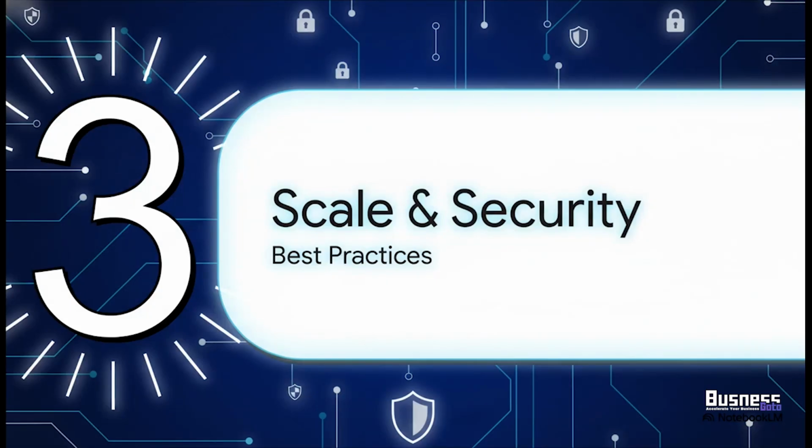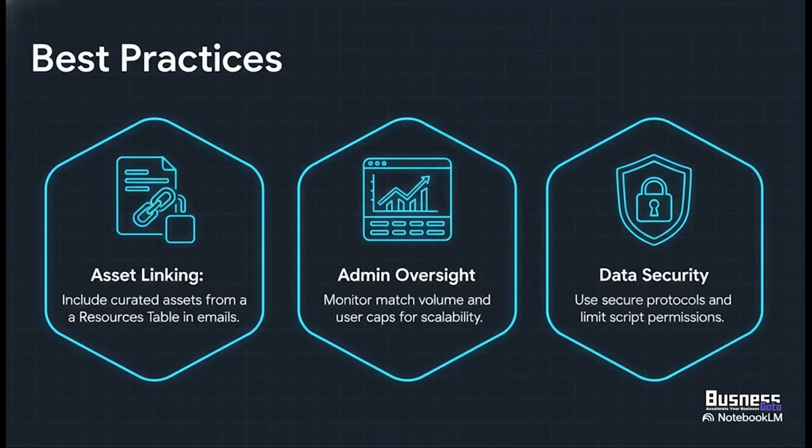So we have the logic, we have the flow. But building a system that just works, that's not really enough, is it? We need to build it so it's robust, so it's scalable, and so it's secure. Let's talk about some of the best practices to make sure your implementation is totally enterprise ready. Here are 3 huge enhancements. First, asset linking. You can actually code your script to automatically go and pull relevant documents or links from a resources table. This adds a ton of value to your notification emails.